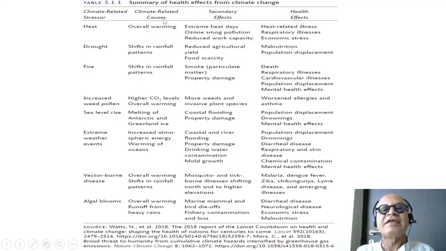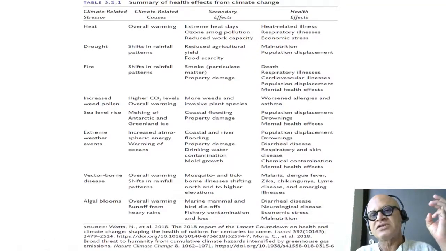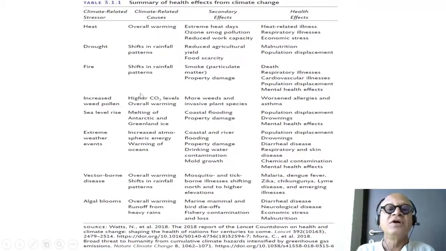So the climate-related causes associated with those tend to be overall warming, shifts in rainfall patterns, which come in terms of direct effects of droughts plus nutrition effects, for example, and displacement effects because of droughts. Shifts in rainfall patterns are related to fire, so fire affects pollution directly and also has many indirect effects. Increased weed pollen: CO2 levels and warming favor certain species which compete better in adverse conditions.